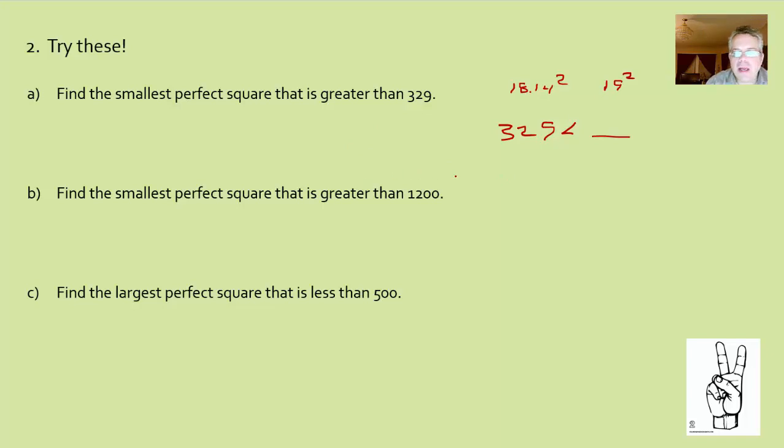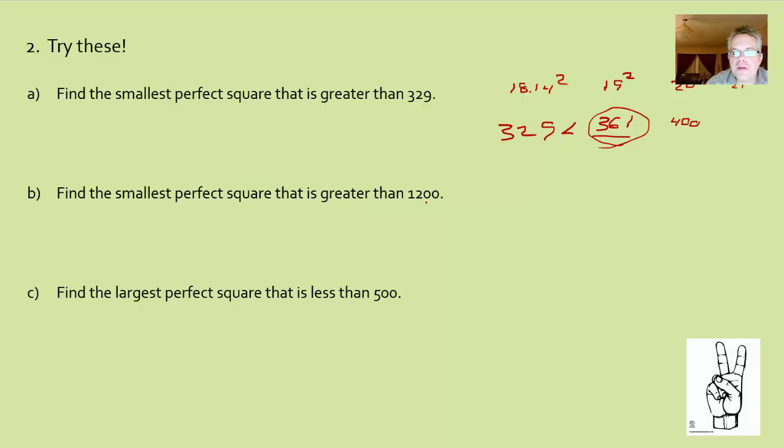These are just like half of the problems we were just doing. And 19 squared is 361. So 361 is the first perfect square that's bigger than 329. 20 squared would be the next one, that'd be 400. 21 squared would be the next one, etc. Of course, 20 and 21 squared would be larger also.